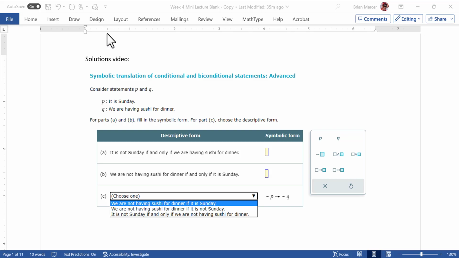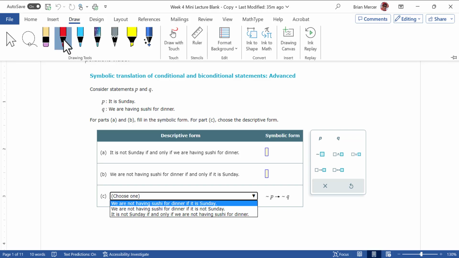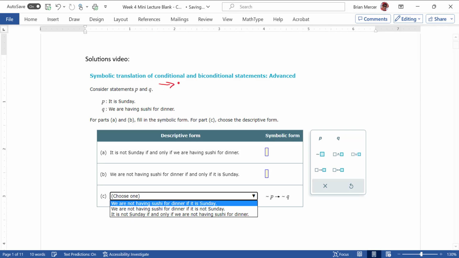This question asks us to work on symbolic translation of conditional and biconditional statements. Just a quick reminder, the conditional statement is connected by just the one arrow. Biconditional statements are connected by the double-ended arrow. For this example, we're told to consider the statements P and Q, where P is the fact that it is Sunday, and Q is the statement that we are having sushi for dinner.